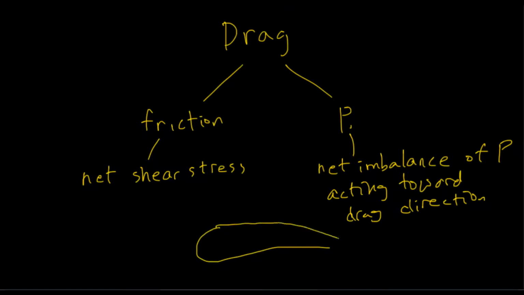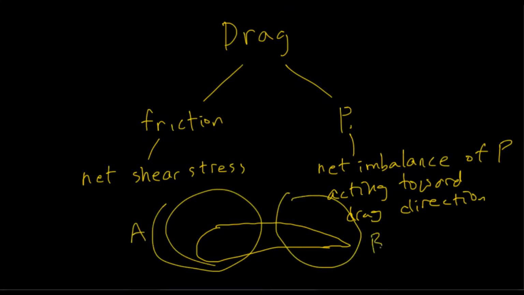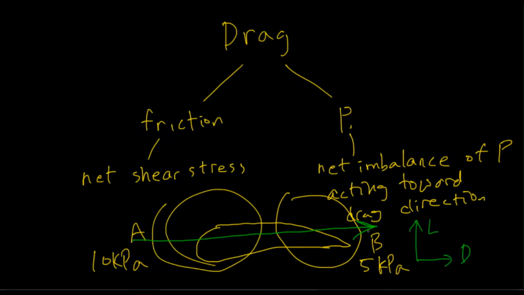We have an airfoil here, since we're talking about an airfoil, and let's say this region right here is A, and this region right here is B. And let's say the pressure at A is about 10 kilopascals, and the pressure at B is 5 kilopascals. Well, we all know that pressure moves from high pressure to low pressure, so there's going to be a net imbalance of pressure acting from left to right. And as we see, the force from left to right is in the drag direction, right? Up is lift, to the right is drag, and this is obviously the drag direction. So since we know that, we'll move on.